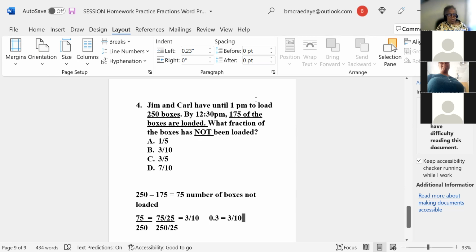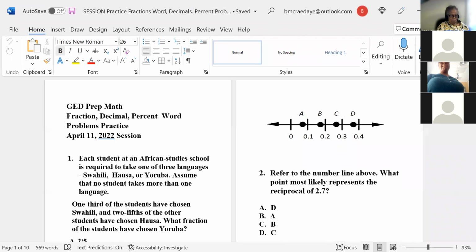Okay. We have some more word problems I want to do. One thing I found out now is that with word problems I couldn't remember how to do before, now I'm finding myself trying to do them. Okay, that's good, because I have some for you to do. Do you see the decimal percent word problems practice?